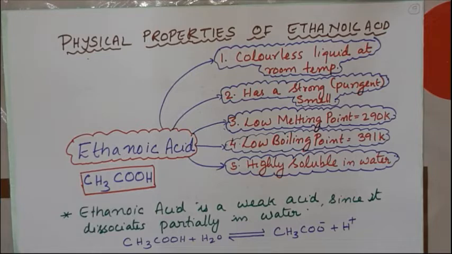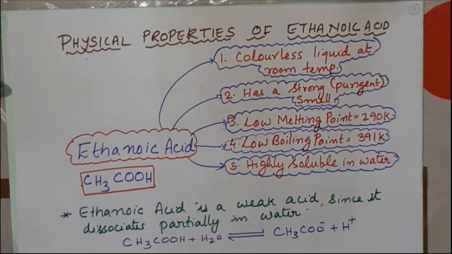Whether it is soluble in water or not, we can take a little bit of acetic acid, add it to water and see whether it is soluble in water. It is a highly soluble substance. So the physical properties listed here are: it's a colorless liquid at room temperature which has a very low melting and boiling point. This substance has a very strong smell and it is highly soluble in water.